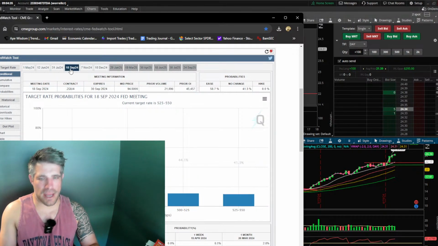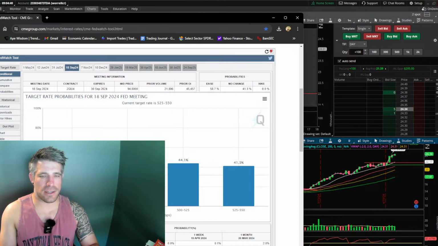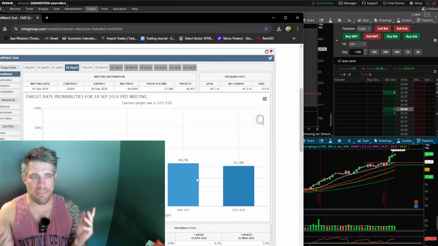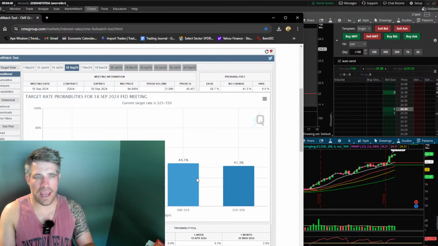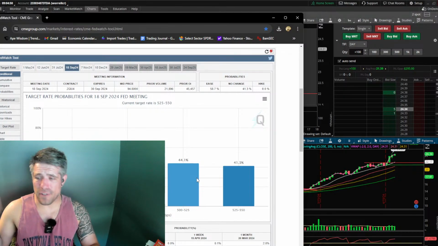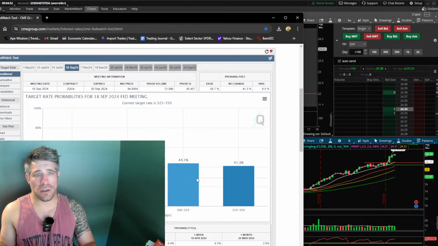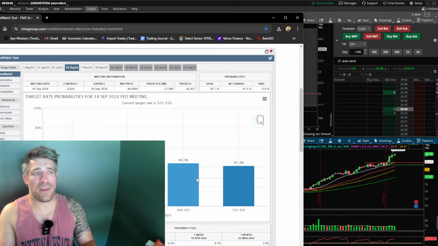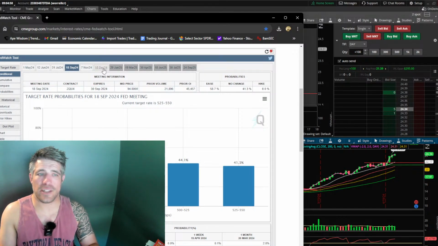Now let's look at September. September is actually showing that we have the ability to come down, okay? We have the same ability to stay as to come down. So we might actually get one in September, okay? Now this is constantly changing, guys. Every single time you see a piece of data come out, you're going to see this Fed watch tool change, okay? That's why we always check it.